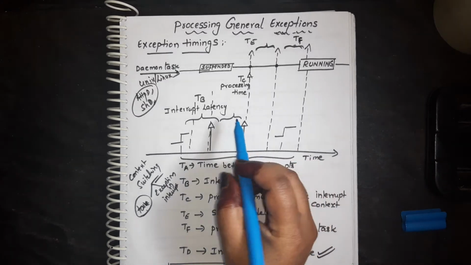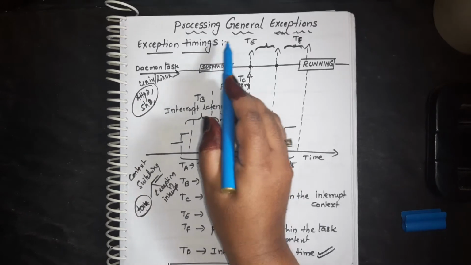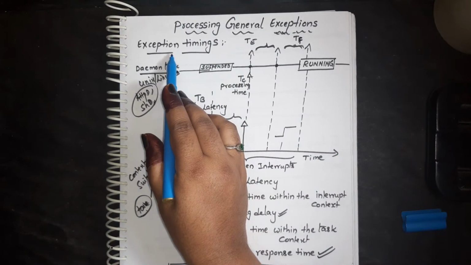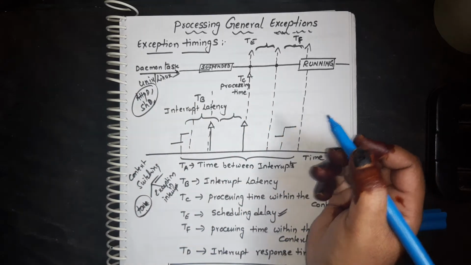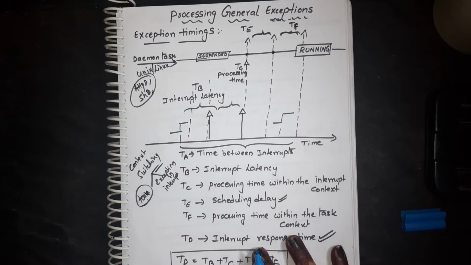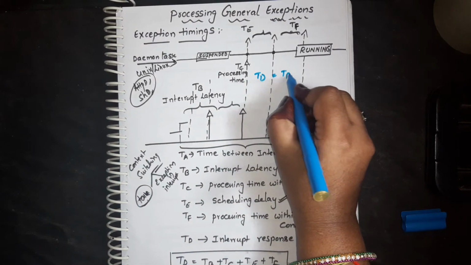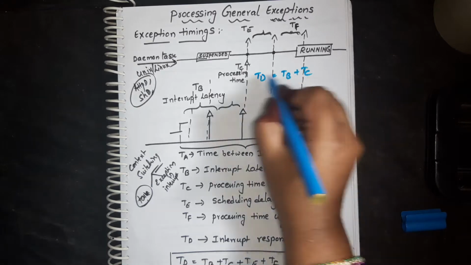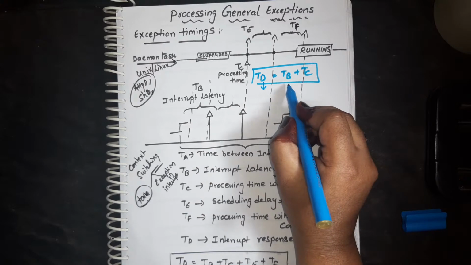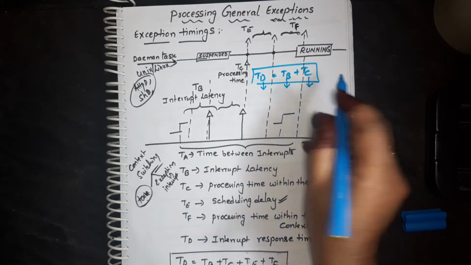Hello everyone. Today's topic is defining the exception timings in processing general exceptions. In finding the exception timings, we are going to find the interrupt response time. We already defined the interrupt response time TD, which is equal to TB plus TC. So this is the interrupt response time, where TD is the interrupt response time, TB is the interrupt latency time, and TC is the processing time.